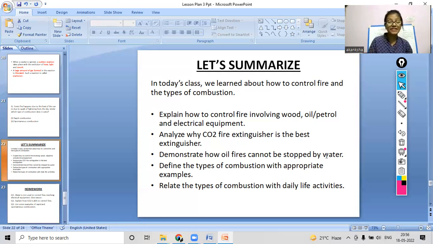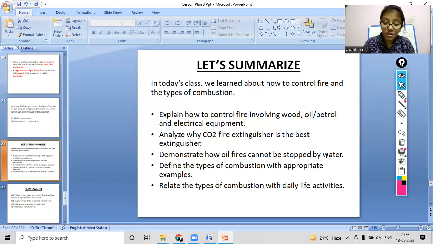We performed an activity, right, where we took a glass. What happens in this is that water is heavier than oil, so it accumulates in the lower part, and the oil floats above the water. It will still burn even after we put water into it, because the oil accumulates at the top of the water. So this is how oil fires cannot be controlled by water.